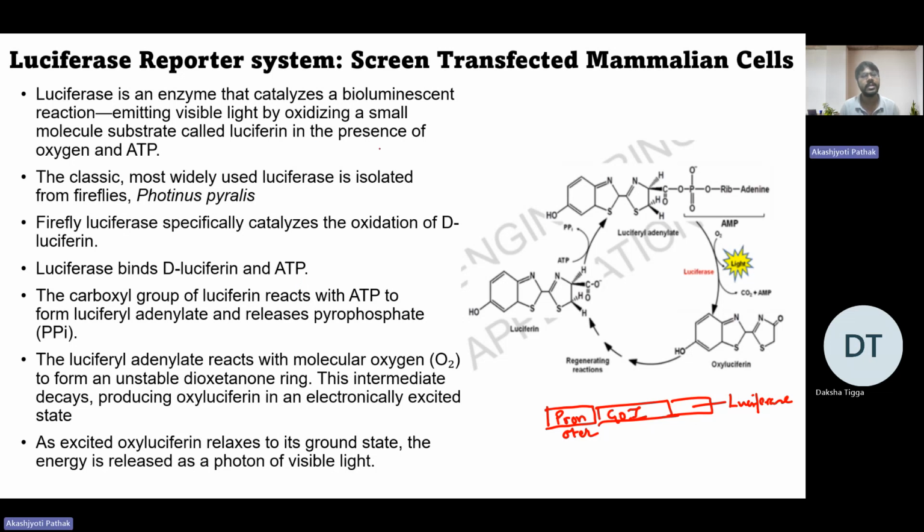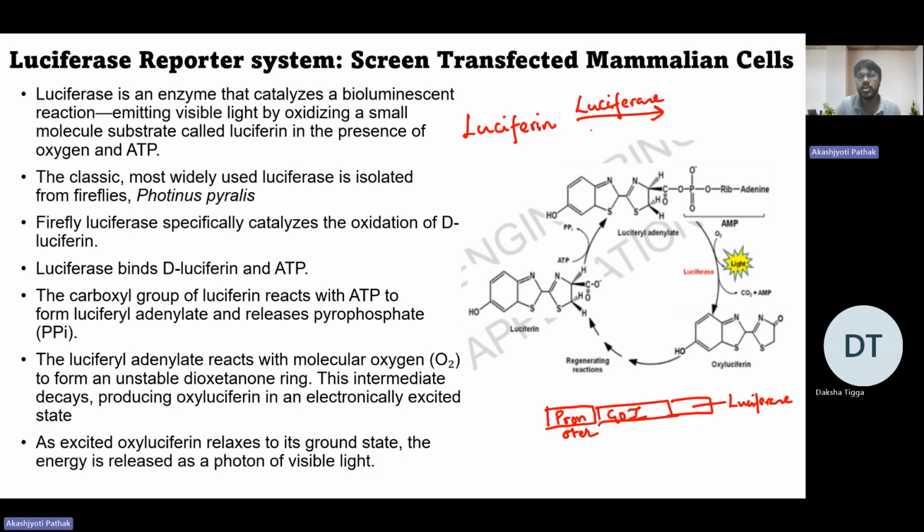So basically what is done? This luciferase is an enzyme that catalyzes a bioluminescent reaction, emitting visible light by oxidizing a small molecule substrate called luciferin. What is the substrate of luciferase? It is luciferin. So this luciferase will catalyze this luciferin, and first of all, what is formed?